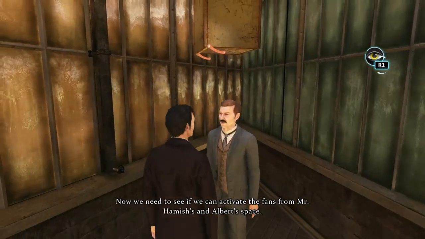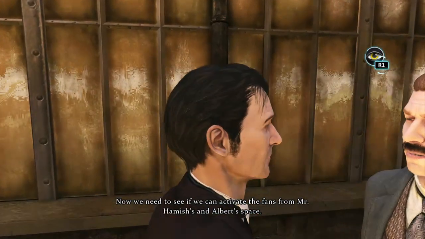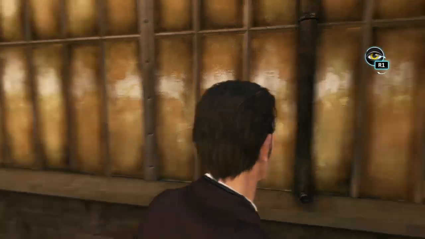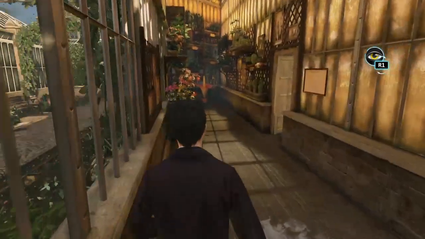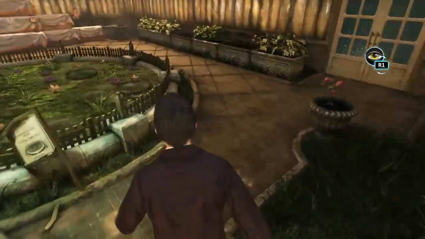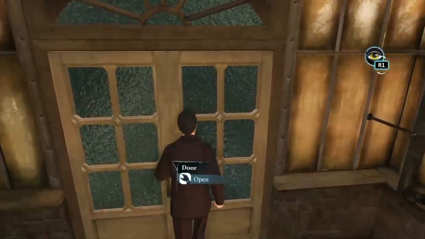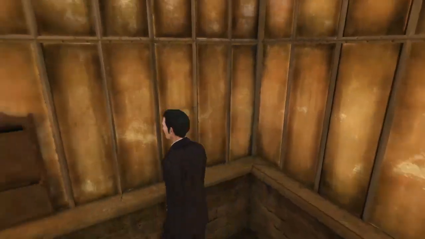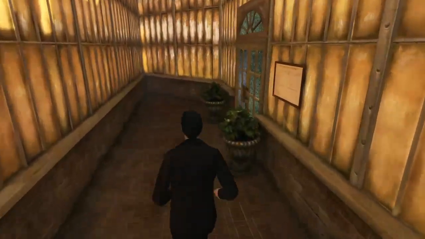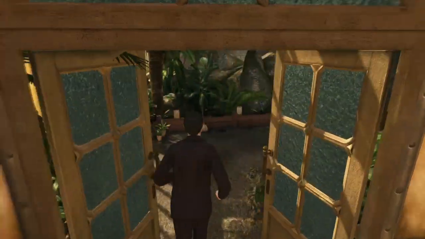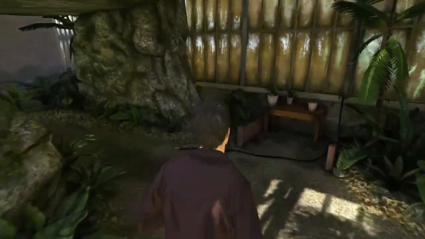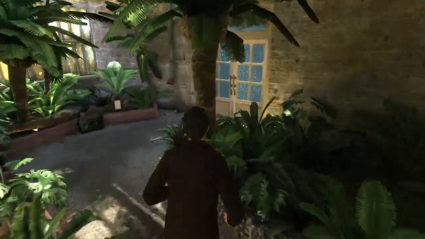Now we need to see if we can activate the fans from Mr. Hamish's and Albert's. Okay, now I know what to do. I'm walking the long way. Yeah, I know.